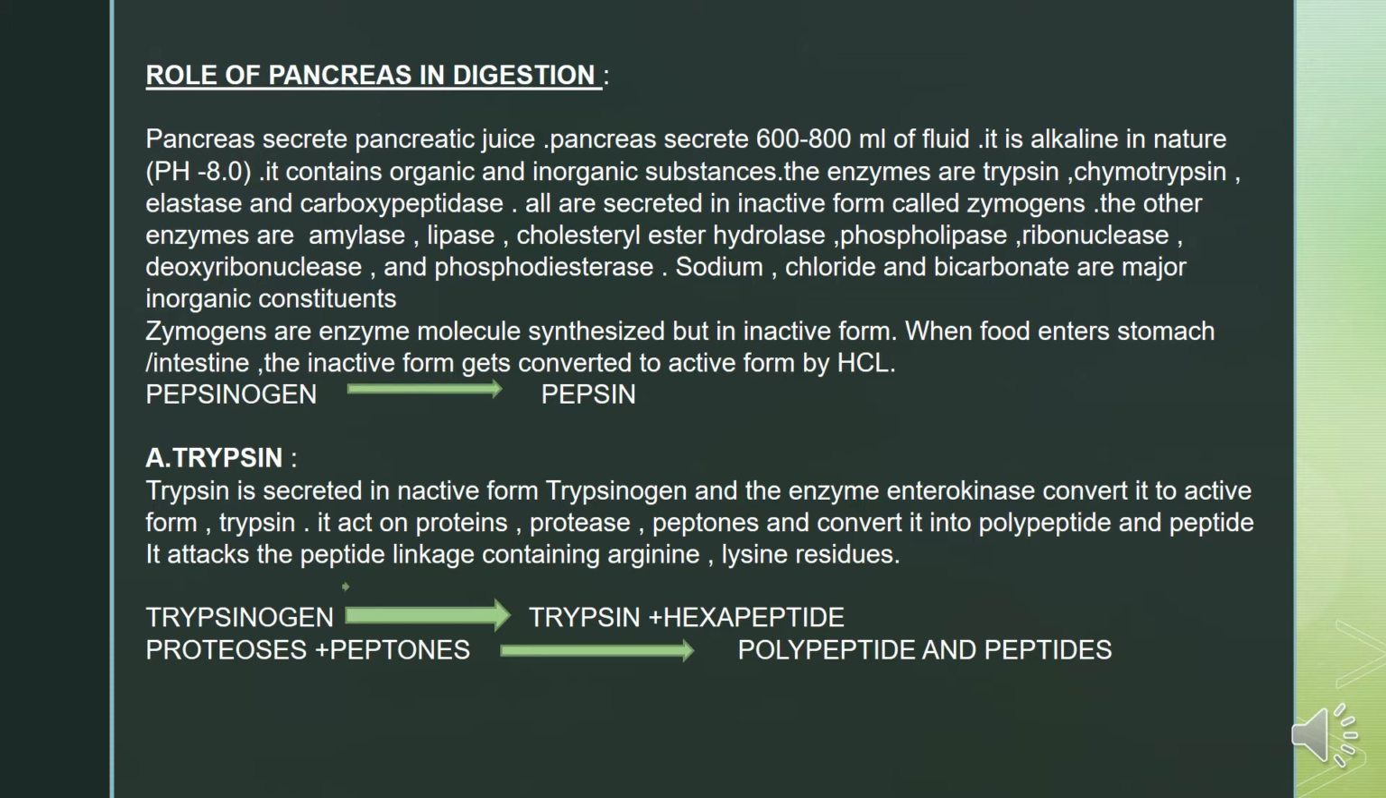Trypsin is secreted in an inactive form, trypsinogen, and the enzyme enterokinase converts it into the active form, trypsin. It acts on proteins, proteoses and peptones, and converts them into polypeptides and peptides. It attacks the peptide linkage containing arginine and lysine residues. Trypsinogen gets converted into trypsin and a hexapeptide. Proteoses plus peptones get converted into polypeptides and peptides.